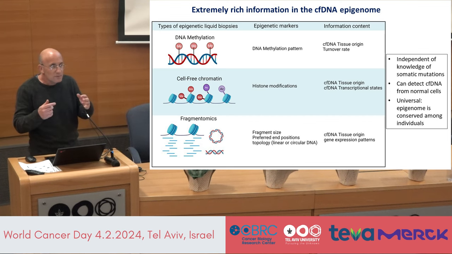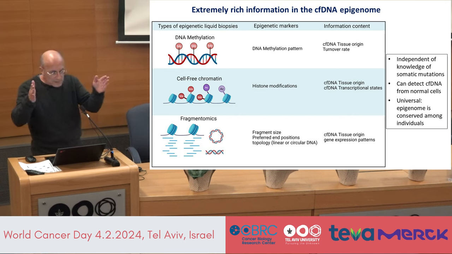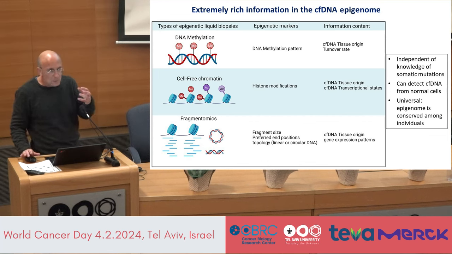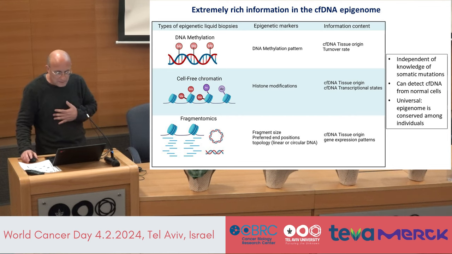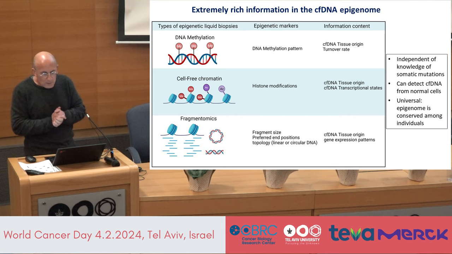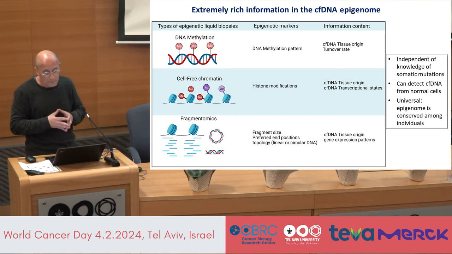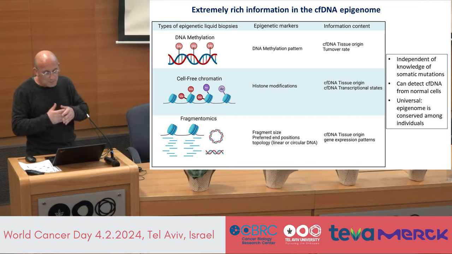And there's also this emerging field of fragmentomics where people are using next-gen sequencing to look at fragment size, the end positions, and the topology of those fragments. And this also contains information that allows us to infer both tissue origins and gene expression. And this is really wonderful because all these approaches are independent of knowledge of somatic mutations. And they can also detect cell-free DNA coming from normal cells. And it's universal because the epigenome is conserved. So this applies to all people and all diseases.